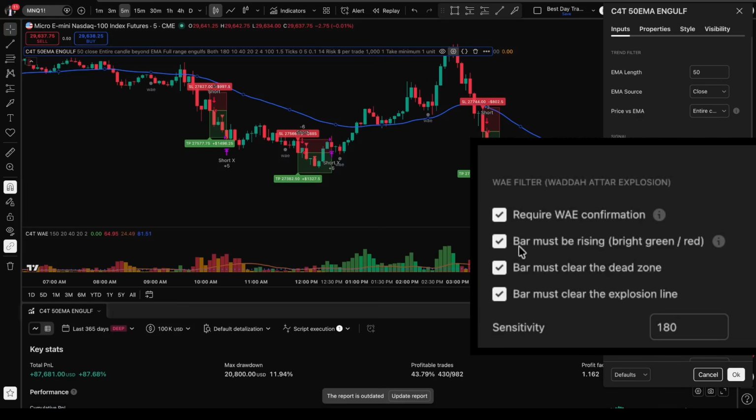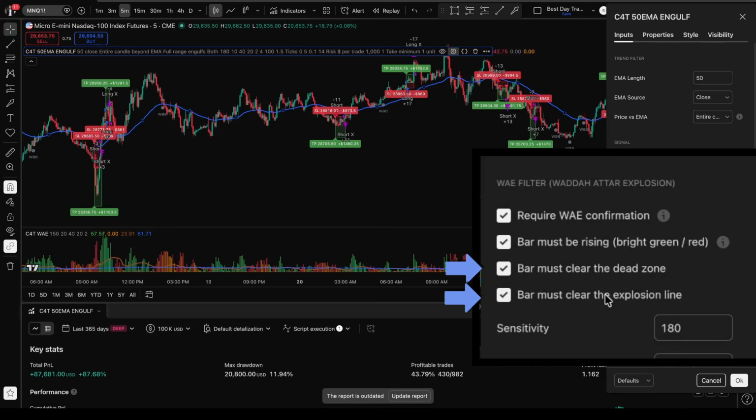The other part of it is the bar must be rising. Whenever you have a bullish entry, you want the bar to be green. If you want a short or bearish entry, you want the bar to be red. That's what this controls here. If this is off, it will take any direction as long as the bar is above both the explosion line and the moving average. These two down here are just another way you can completely control how you want that filter to work. Like I said, you can make it where it completely ignores the dead zone, or you can have it completely ignore the explosion line.